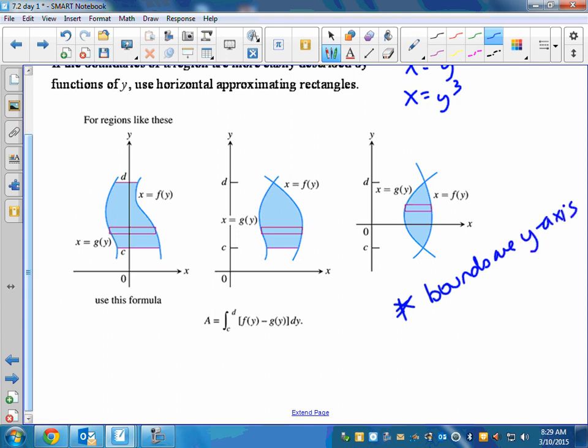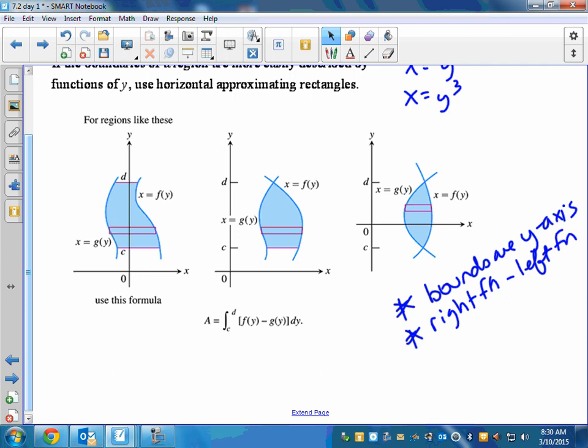And the other big thing is that instead of doing the top function minus the bottom function, you're going to take the right function minus the left function. So notice on all of these, they say f of y minus g of y, f of y minus g of y, f of y minus g of y. Or, I don't know if this makes any sense or not, but if you like top minus bottom, you could think about taking this graph and rotating it, right? Taking it and rotating it, and then it would be top minus bottom again.